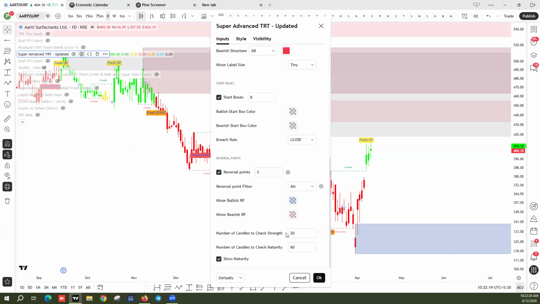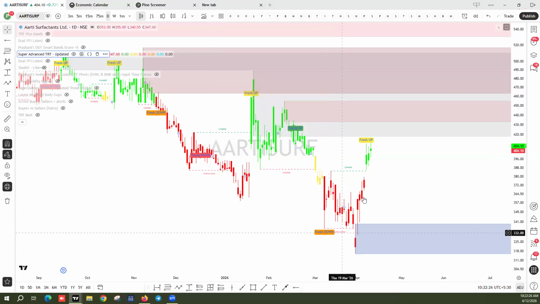Okay, so the number of candles to check strength is 20. So fresh up will come before 20. It will screen those stocks which have turned green in the last 20 days, before the young up label comes. So this is fresh up, and it can give a retracement entry.